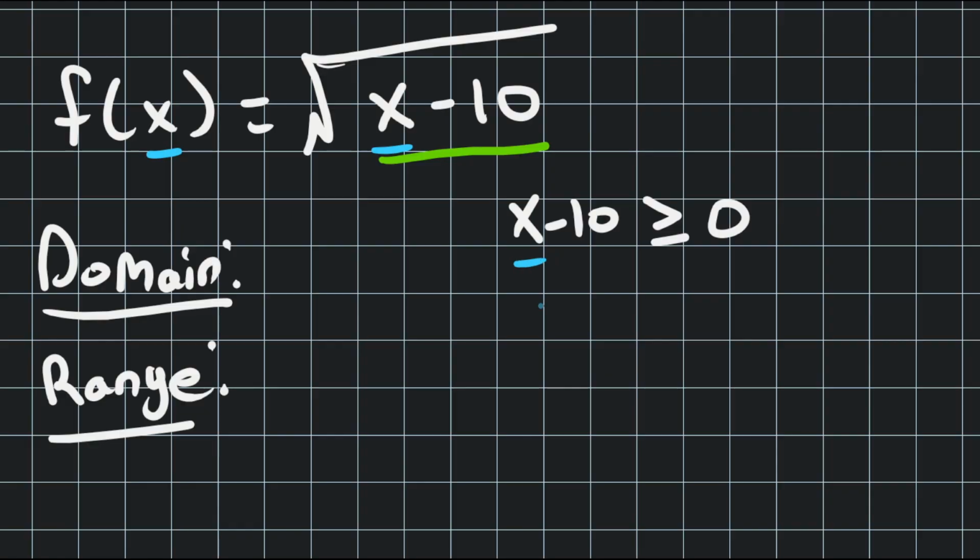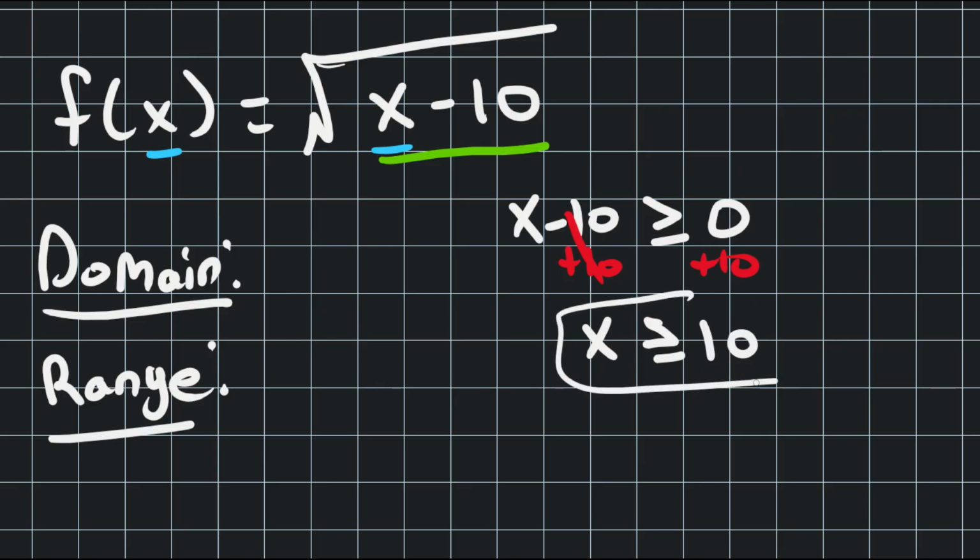And then if we go ahead and solve for x, we can do that by adding 10 to both sides. So add 10, add 10. This means that x must be greater than or equal to 10. So x has to be greater than or equal to 10, and that's the domain right here.